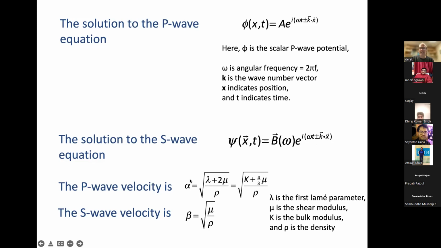The P wave velocity alpha is the square root of (lambda plus 2 mu) over rho, which also equals the square root of (k plus 4/3 mu) over rho. And the S wave velocity is beta equals the square root of mu over rho. So lambda is the first Lamé parameter, mu is the shear modulus, k or kappa is the bulk modulus, and rho is the density. So these are the parameters that affect the propagation of seismic waves in the earth.